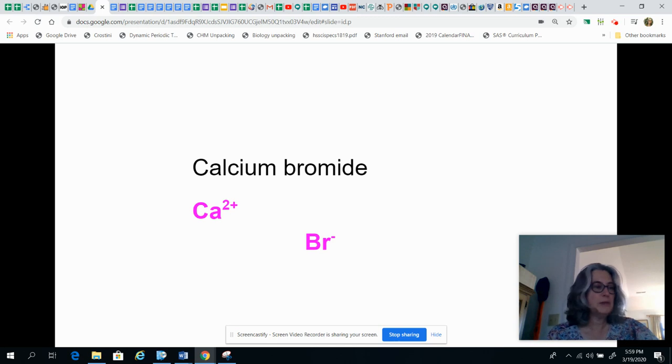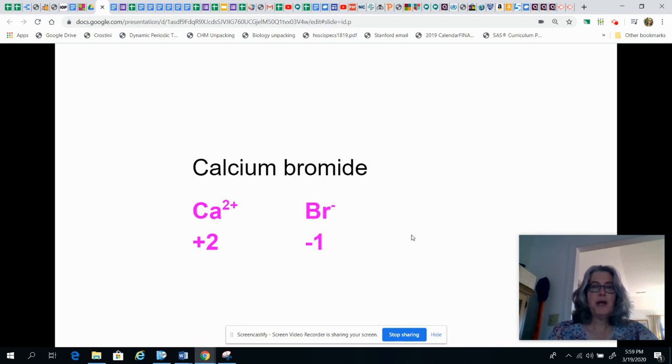Had to write them on different lines because of the limitations of the animation. Now, if we had equal numbers of calcium and bromide ions, we'd have 2 times as much positive charge as we had negative charge in our crystal. That's no good.